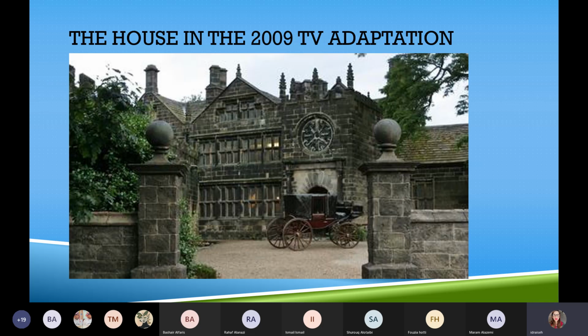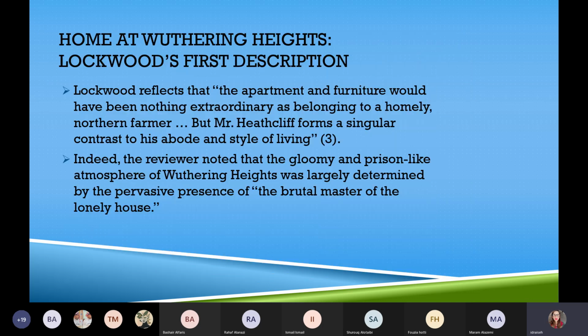This is the house in the 2009 TV adaptation of Wuthering Heights. I mean, you can see, you get the idea of the haunted house quality. This reminds me of any Gothic movie that revolves around the idea of a haunted house.